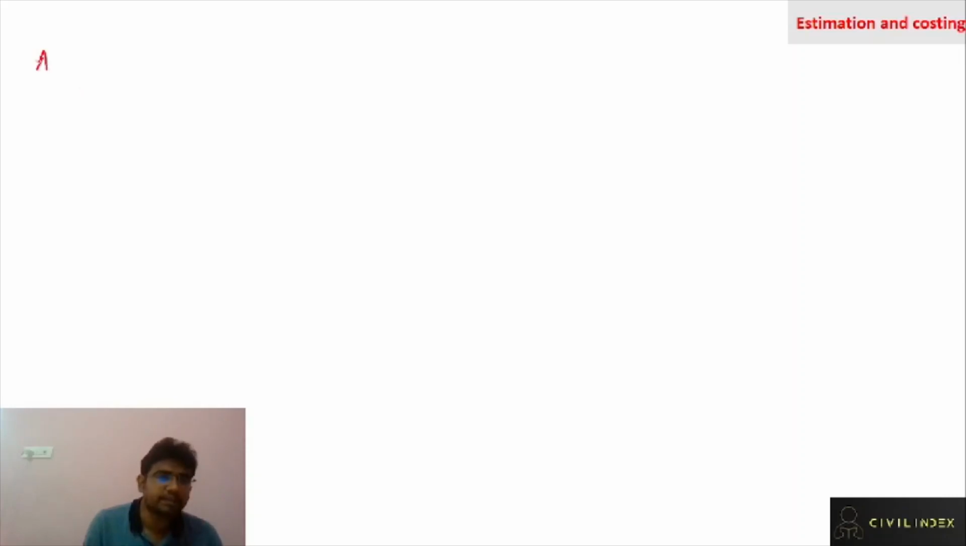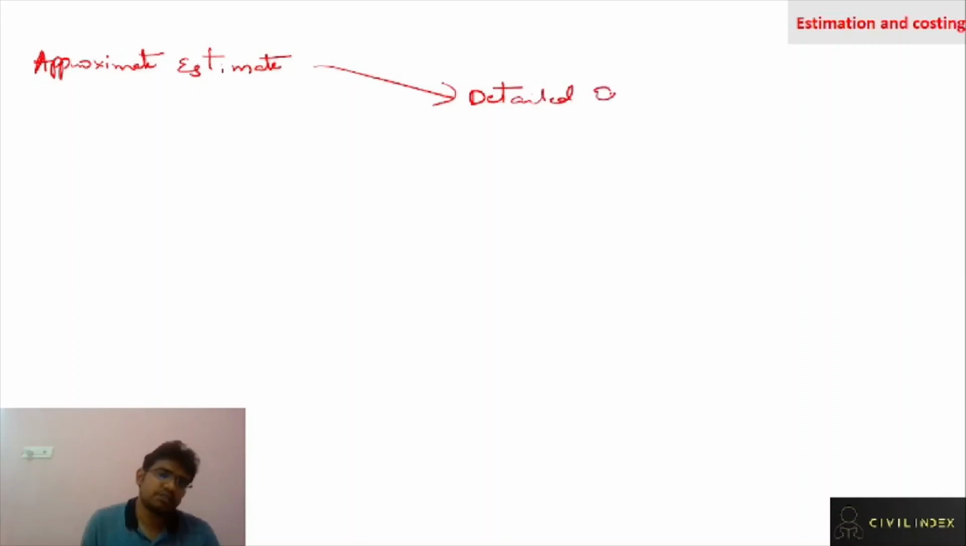We have focused on the approximate estimate. Now slowly we will get into the detailed estimate.